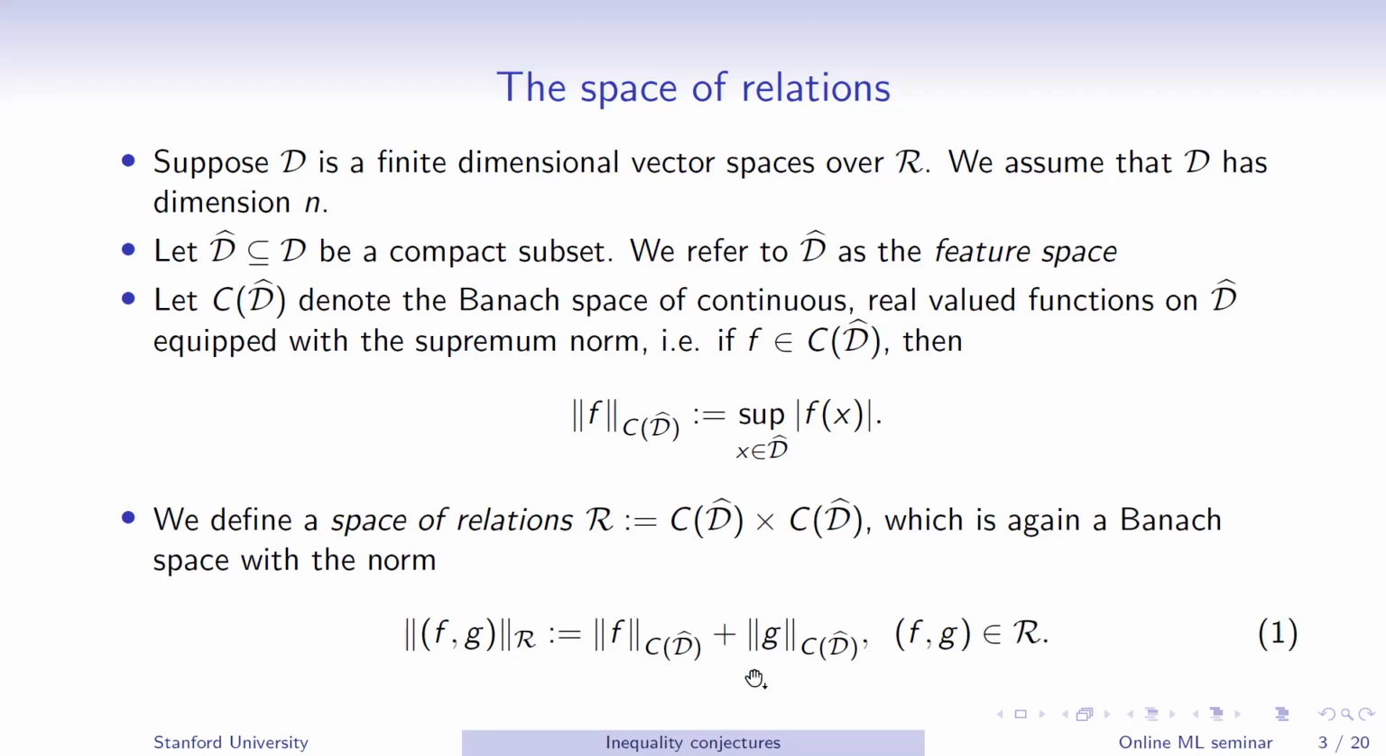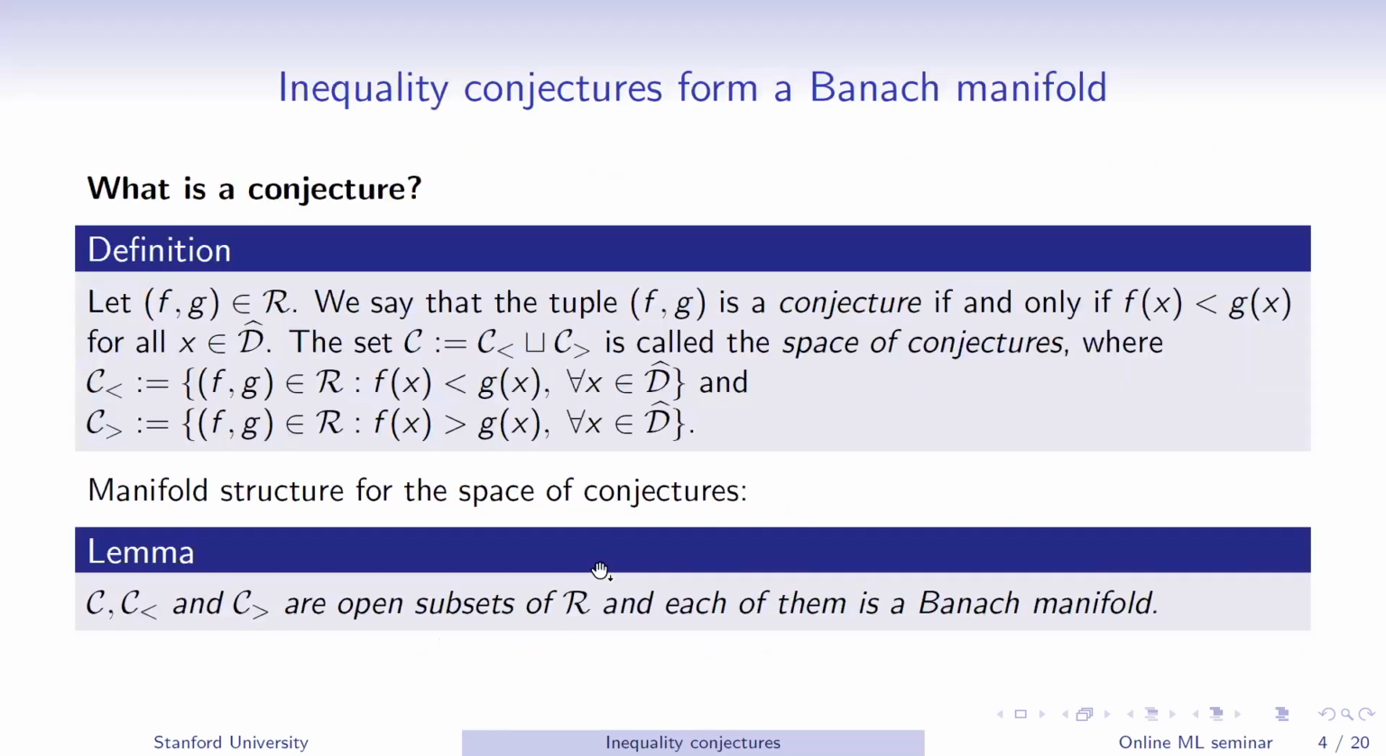And in this product space, this is the natural norm structure that you impose, that you get from your C(D). So on this product space, this is your norm. This turns it into a Banach space. Okay, so once you have the space of relations, you can specialize to something and define our conjecture space.